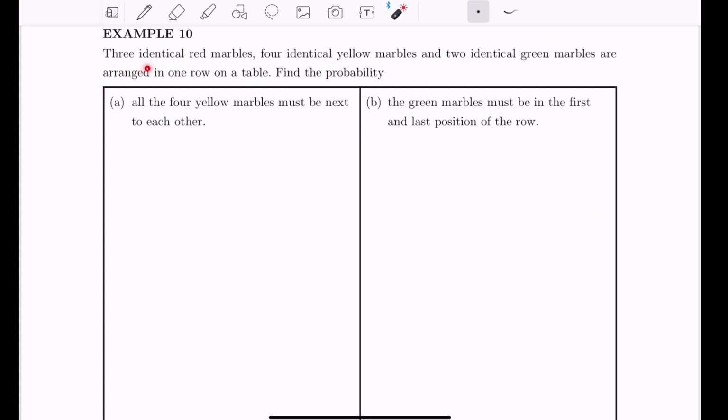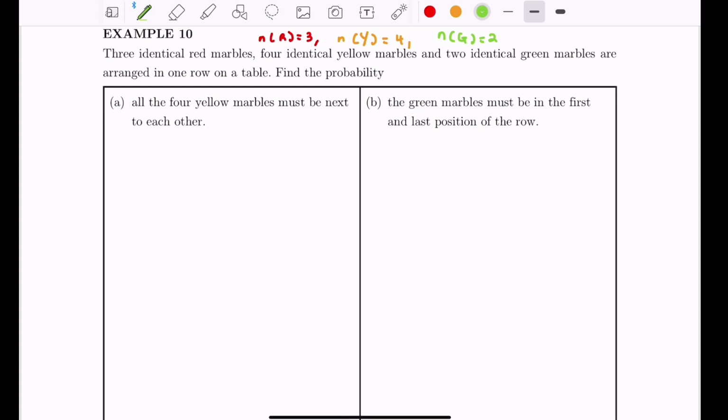Example 10. 3 identical red marbles, 4 identical yellow marbles, and 2 identical green marbles are arranged in one row on a table. So the number of red marbles is 3, the number of yellow marbles is 4, and the number of green marbles is 2. So we have to find the probability that all the yellow marbles must be next to each other.